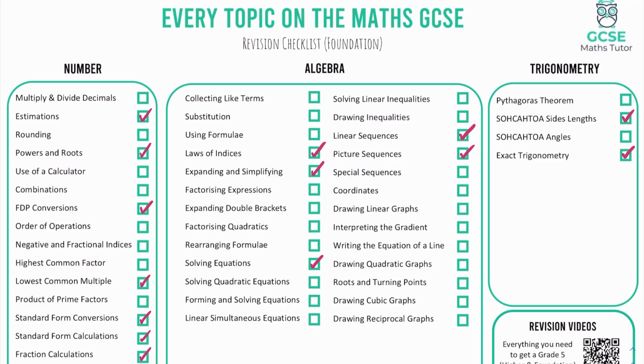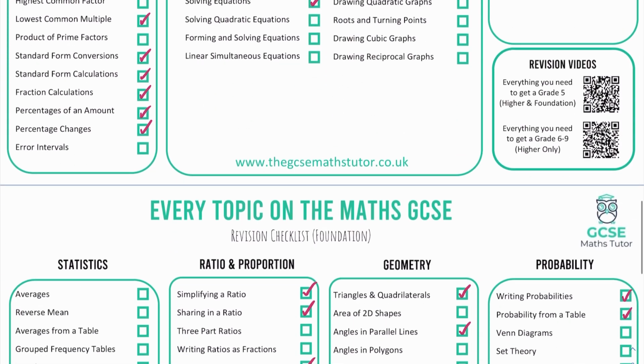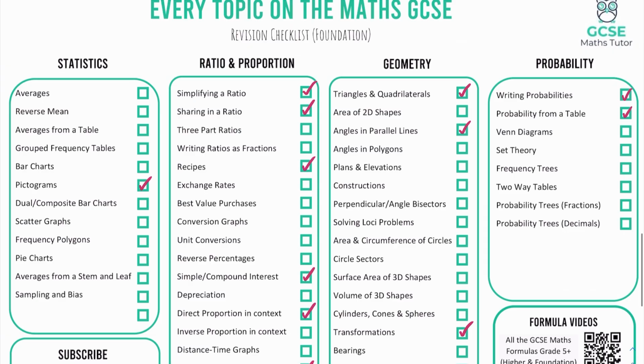So you'll see that over on the right in the trigonometry section we've got some exact trigonometry in this video. We've also got a couple of topics like speed, distance, time in that ratio and proportion section that are quite tricky ones to appear on a non-calculator paper.